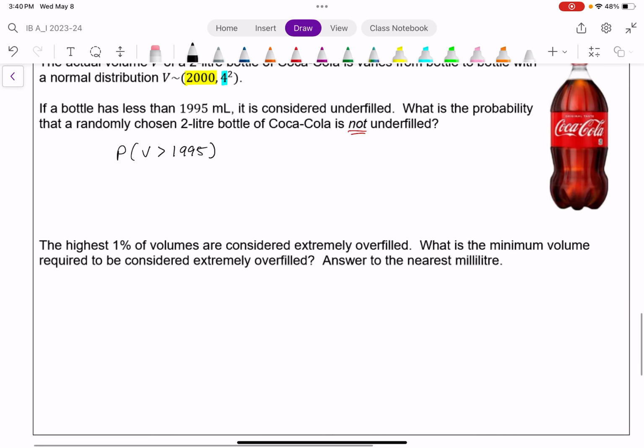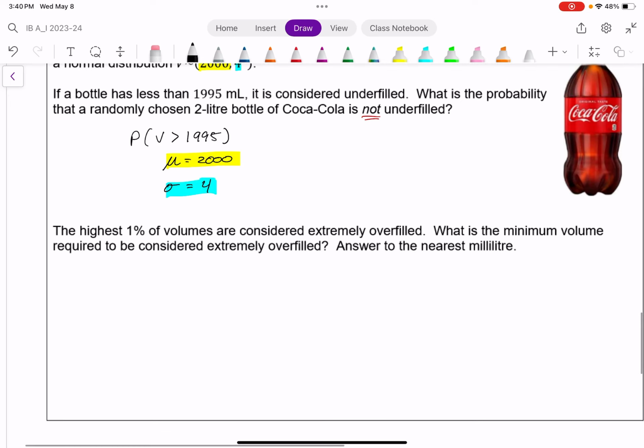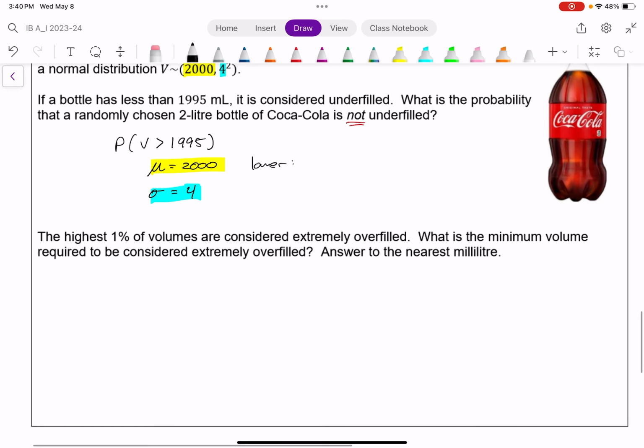And so for this, I can use my normal cumulative distribution function, in which, again, the mean will be 2,000. The standard deviation would be 4, because, again, that 4 squared you see up there is the variance. The lower bound would be 1,995. And the upper bound is the biggest number your calculator can handle. If you put in 10 to the power of 10, it'll still give you the same answer in the end, because realistically you're not going to have a bottle of Coca-Cola that has billions of liters inside it.